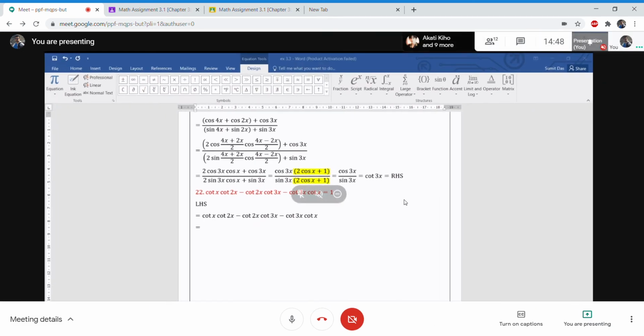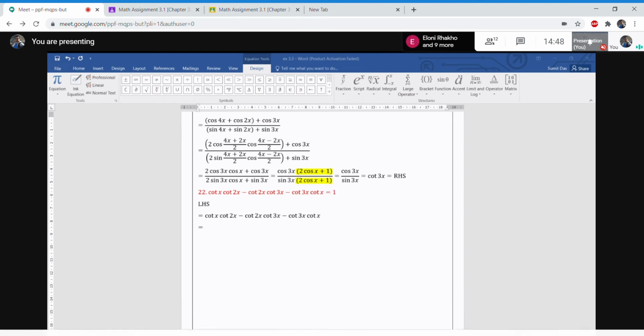Okay, fine. This question is also very important. Question number 22 is also very much important. In this question, I hope your book is open to page number 74. You can see that cot x into cot 2x minus cot 2x into cot 3x minus cot 3x into cot x, which is equal to 1, you have to prove.